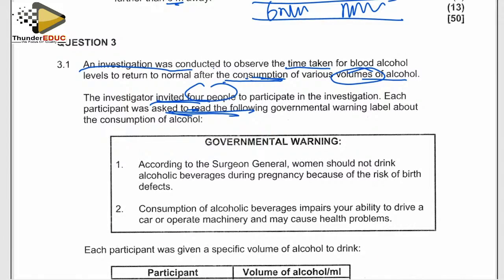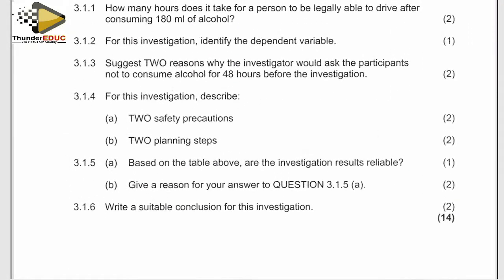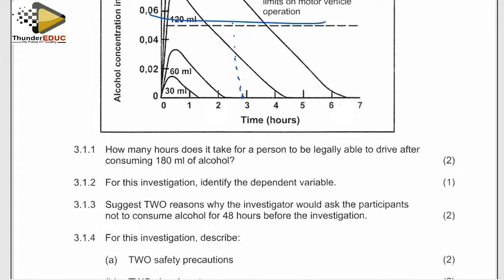So meaning that you go back to normal. The volume will determine the time taken for the blood to be free of alcohol, meaning that the independent variable is the volume consumed and the time taken is the dependent variable. Therefore the answer here becomes the time taken to recover. You understand?